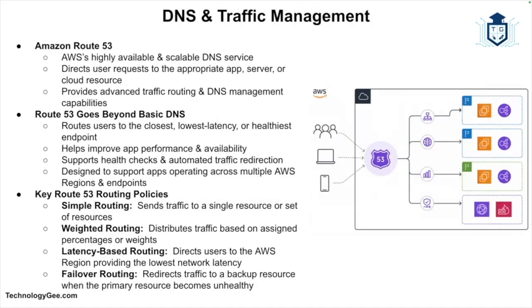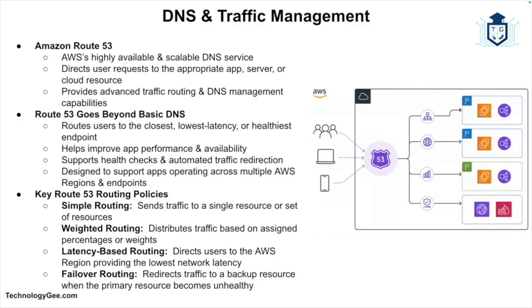All right, so moving on, let's talk about DNS and traffic management. So when users type a domain name into their browser, something has to translate that into an IP address. And that's where Amazon Route 53 comes in. Route 53 is AWS's DNS, or domain name system, service, but it's not just a basic DNS. It's highly available, scalable, and packed with advanced routing features.